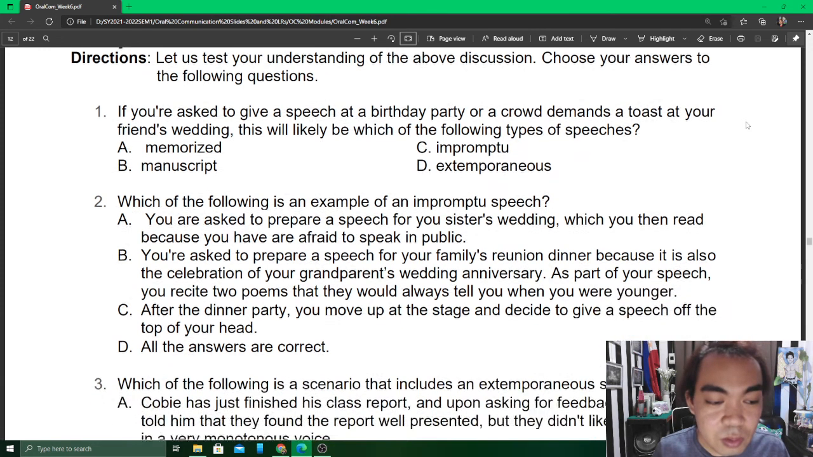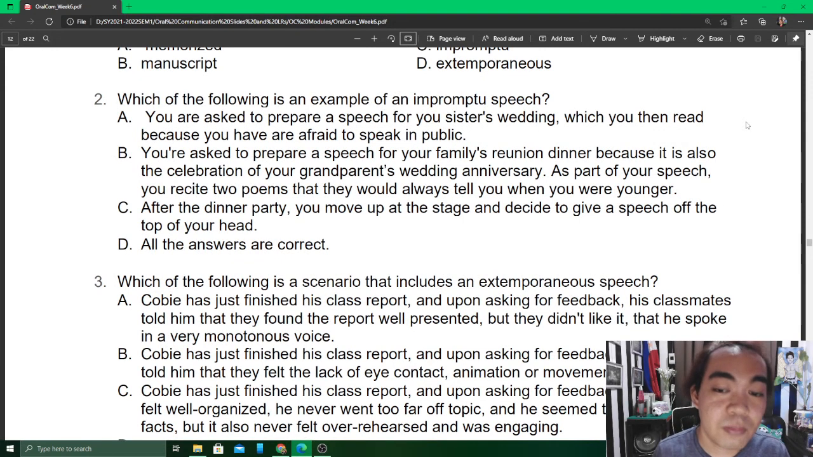Okay? Number 2, which of the following is an example of an impromptu speech? You're asked to prepare a speech for your sister's wedding, which you then read because you are afraid to speak in public. You're asked to prepare a speech for your family's reunion. After the dinner party, you move up the stage and decide to give a speech off the top of your head. And letter D, all the answers are correct. So which one is an example of an impromptu speech? The correct answer is letter C. Because you move up without preparation and decide to give a speech off the top of your head. Meaning kung ano na lang ang nagwa dira sa imo nga ulo.